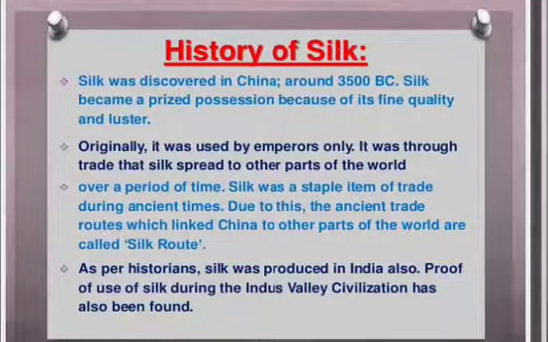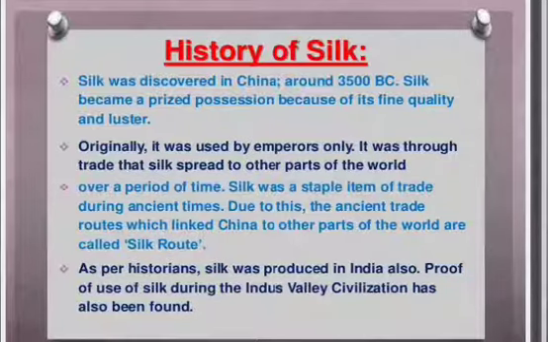History of silk. Silk was discovered in China around 3500 BC. Silk became a prized possession because of its fine quality and luster. As silk has very unique qualities, it is of very fine quality and has a great shiny appearance. Originally, it was used by emperors only. It was through trade that silk spread to other parts of the world, as silk was first discovered in China. And then slowly it spread throughout the world.